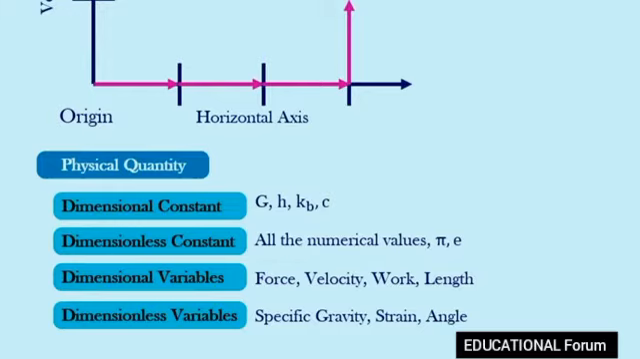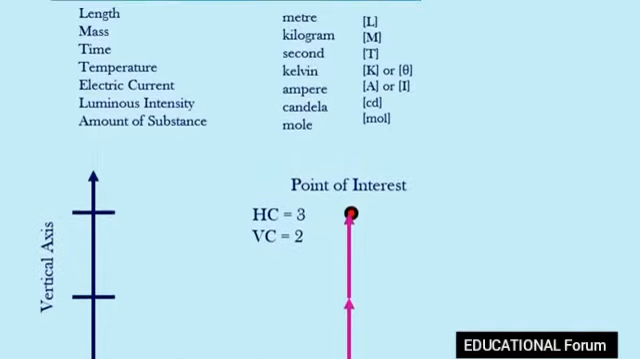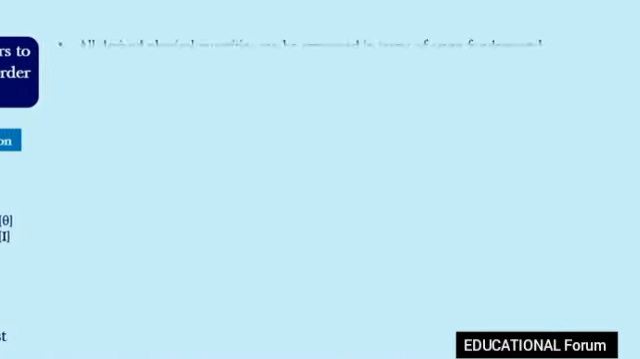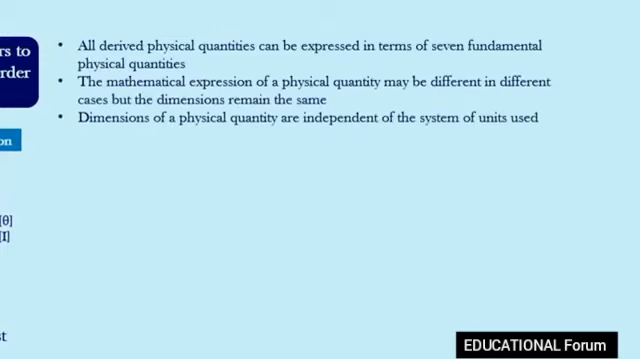Now let's see the dimension of fundamental physical quantities once again. The dimension of length is represented by capital L, mass by capital M, time by capital T, thermodynamic temperature by capital K or theta, electric current by capital A or capital I, luminous intensity by small cd, and amount of substance by small mol. We must remember that these quantities are independent of each other, hence they can act as the base in dimensional analysis. We need to remember the following points related to dimensions.